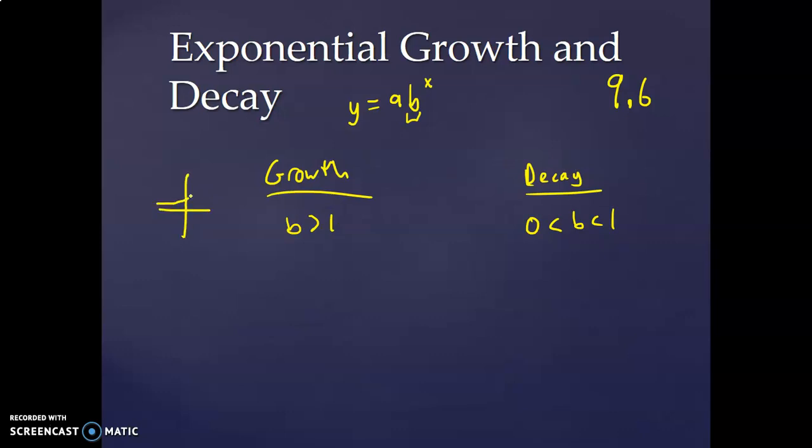Growth would look something like this. Decay is basically just flipped over the y-axis, and it would look something like this. Notice that in both cases, the values are always positive. They're either increasing always positive or decreasing always positive. Now, technically, you could make your a value be negative, and that would flip this over the x-axis. But usually, exponential growth and decay are going to be talking about real-world things, which aren't negative. It usually doesn't make sense.